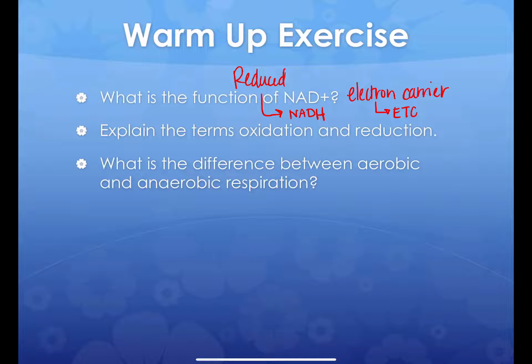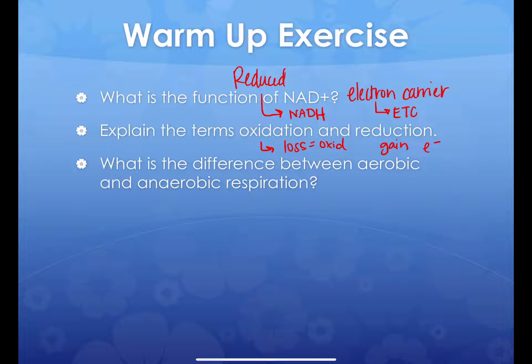So let's look at the next part. Explain the terms oxidation and reduction. So oxidation, LEO, is loss equals oxidation. Reduction is gain, and we're talking about loss and gain of electrons. LEO says GER, or OIL RIG, okay?